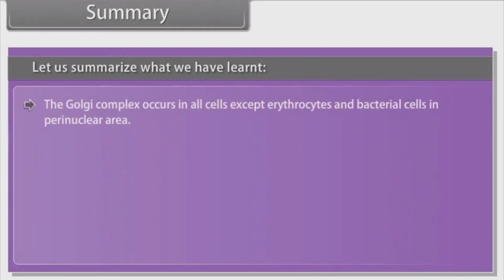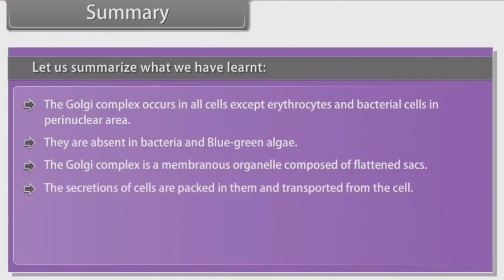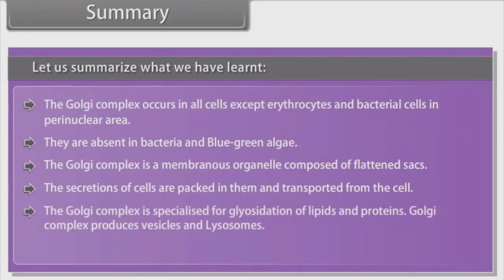The Golgi complex occurs in all cells except erythrocytes and bacterial cells, in the perinuclear area. They are absent in bacteria and blue-green algae. The Golgi complex is a membranous organelle composed of flattened sacs. The secretions of cells are packed in them and transported from the cell. The Golgi complex is specialized for glycosylation of lipids and proteins. Golgi complex produces vesicles and lysosomes. ETC is not a component of Golgi complex.